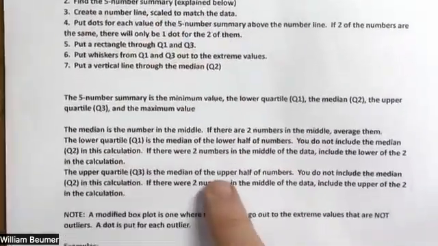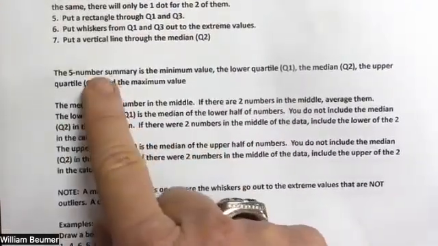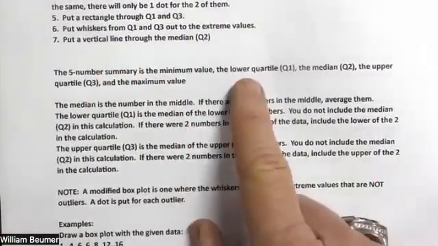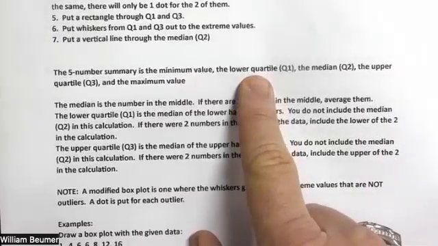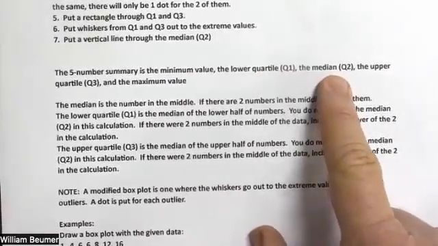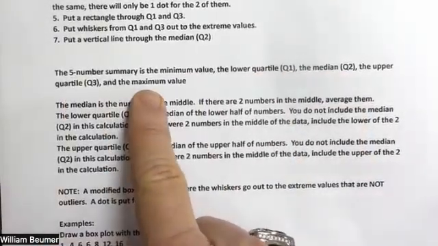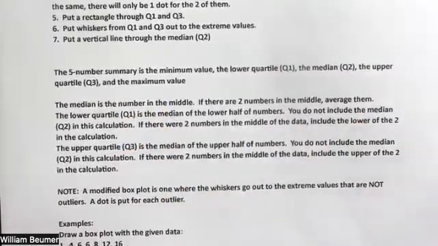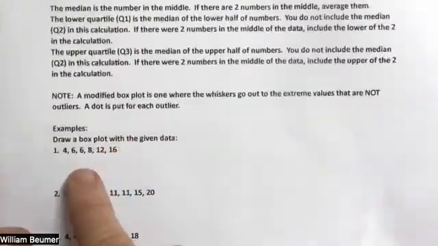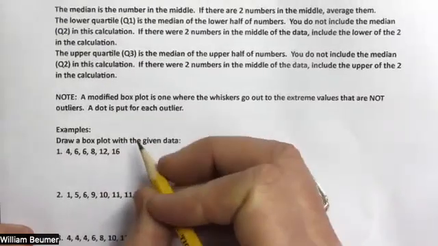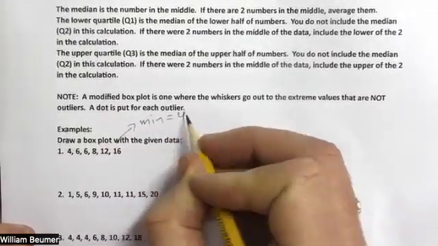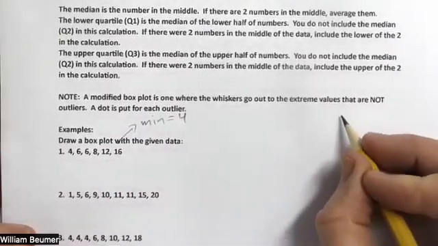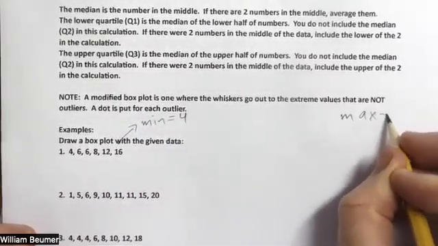The 5-number summary is these 5 numbers: the minimum value, the smallest value, what is known as the lower quartile, the median, the upper quartile, and the maximum value. The minimum and the maximum are sort of obvious here. In this case, the minimum is 4, and our maximum is 16.